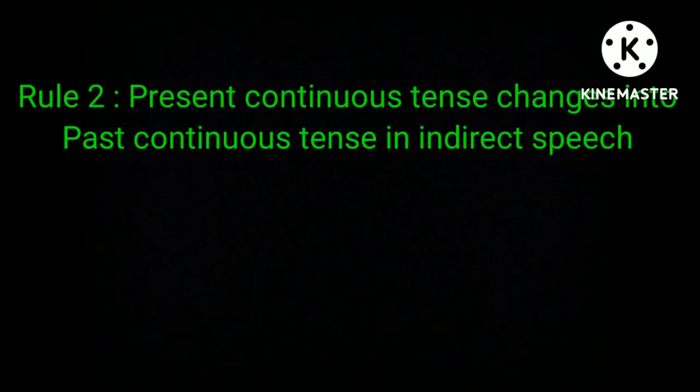Now coming to rule 2. If you find a present continuous tense in direct speech, it is going to change as past continuous tense in indirect speech. Let us take one example. Rani said, "She is playing cricket." Rani said that, so she remains she only because she is a third person pronoun, and third person pronouns are not going to change in indirect speech. And she is playing, we have to change it as she was playing, because the given sentence is in present continuous tense, and present continuous tense changes as past continuous tense in indirect speech.